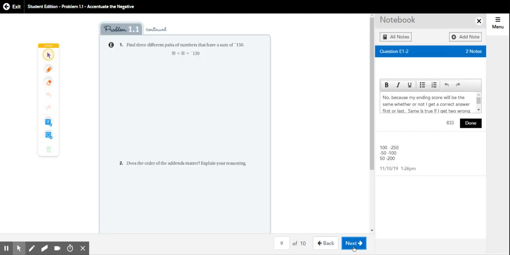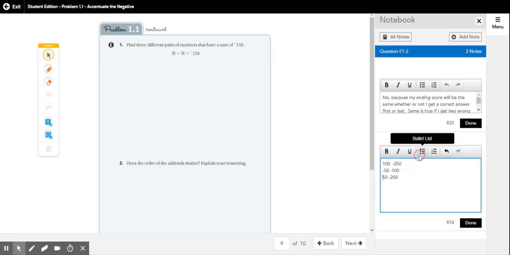So we need 3 different pairs of numbers that have a sum of negative 150. So this means we're adding, because it has a sum. We need 3 different pairs, so there have to be pairs of numbers. We don't get a larger sequence than 2. So here is one possible answer to that question. So let me go ahead and cut and paste this. Oops, I don't need bullets.